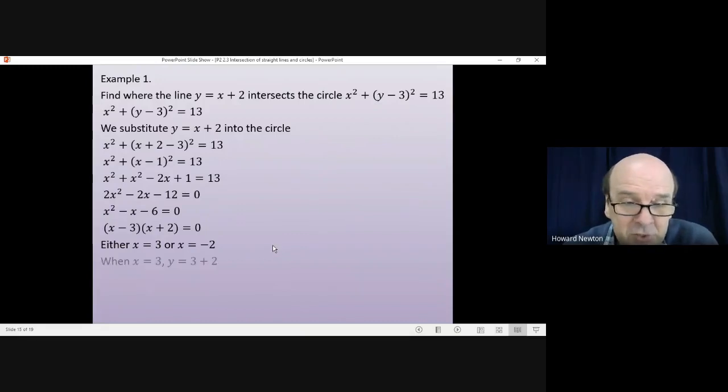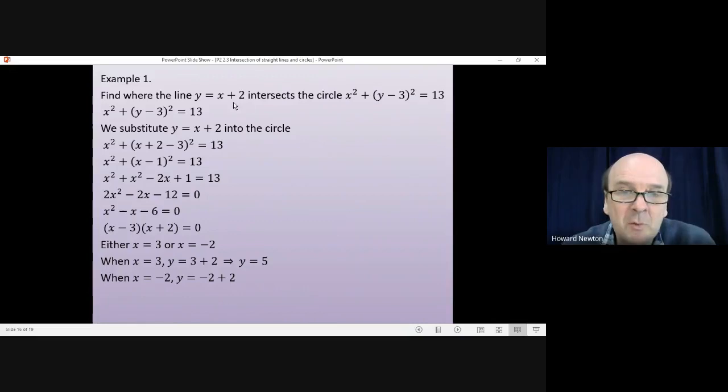Looking at the first solution, when x equals 3, to find y, the easiest thing to do is to go back to the equation of the line, which tells us that y is equal to x plus 2. So when x is 3, y equals 3 plus 2, which means y equals 5. And then similarly, when x equals minus 2, going back to the equation of the line again, y equals minus 2 plus 2, which means that y is equal to 0.